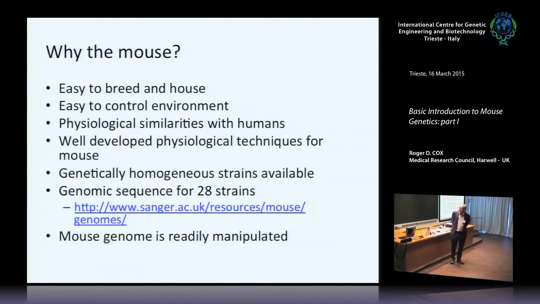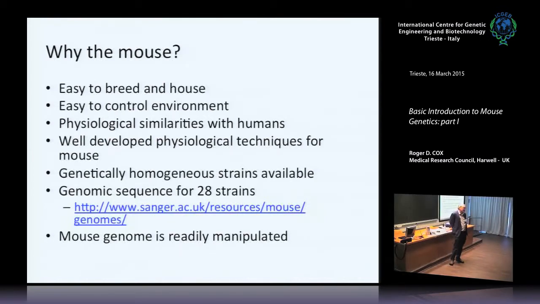There are well-developed physiological techniques for the mouse. And there are genetically homogeneous strains available, so we can control the genetics in the mouse. There's a genomic sequence for 28 strains in the mouse, and I've put the web link there. I think you're getting these slides at some point, or they're going on the website, so you'll be able to follow these links.